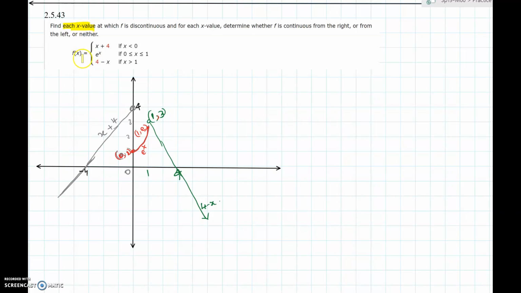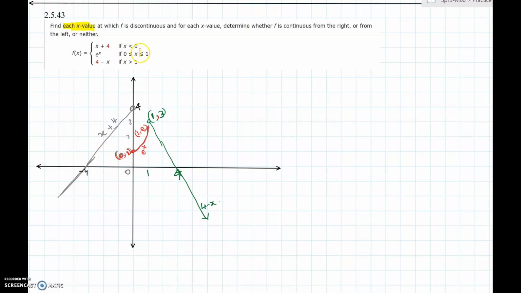f of x is a piecewise defined function, which is x plus 4 if x is less than 0, e to the x if x lies between 0 and 1, 0 and 1 inclusive, and f of x equals 4 minus x if x is more than 1. We'll graph this as follows.